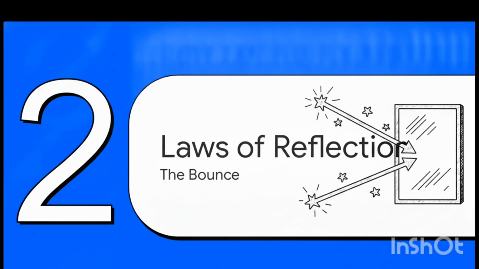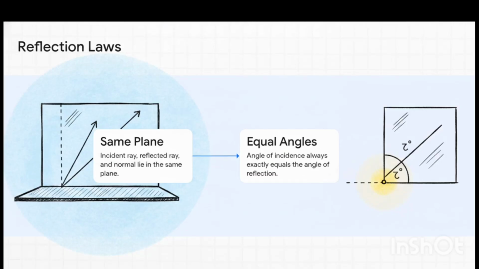Moving right along to Section 2, Laws of Reflection, the bounce. Okay, so what happens when this traveling light slams into a highly polished surface like a mirror? Well, it bounces. We call this reflection. And this bounce into the same medium is governed by two totally unbending rules.